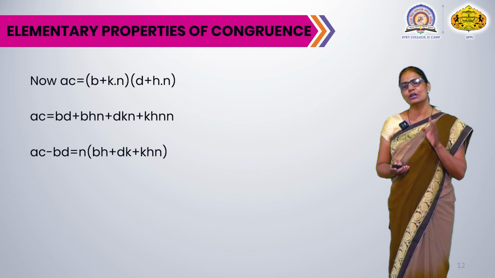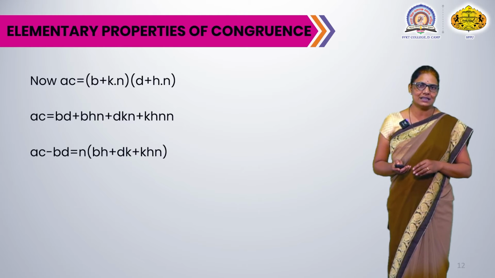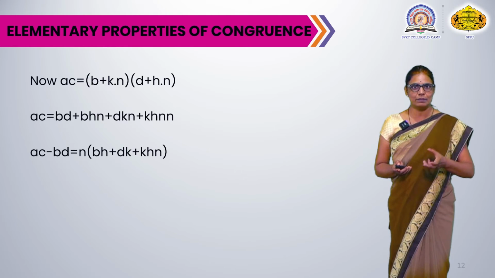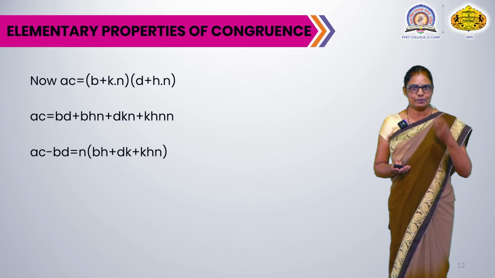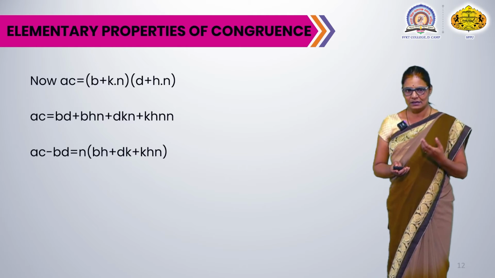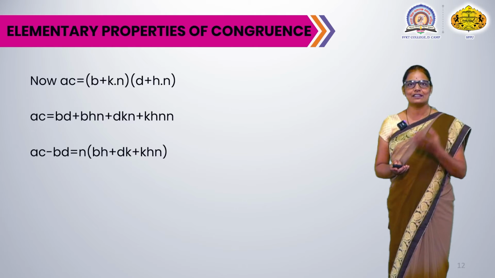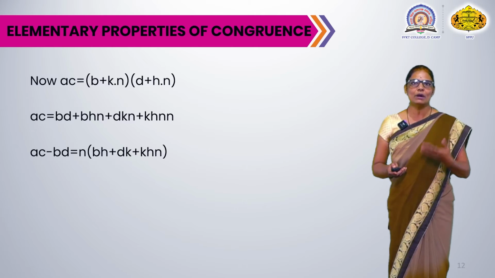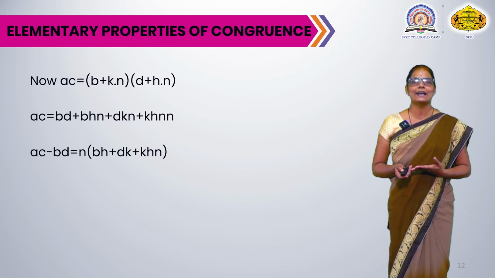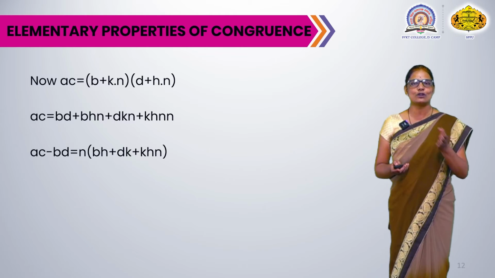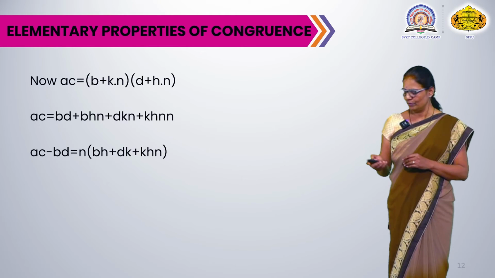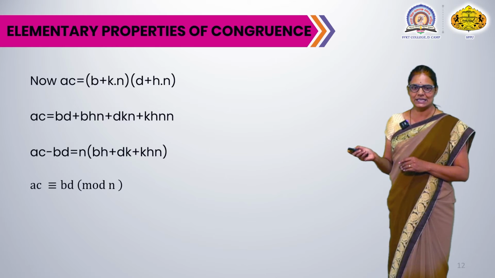B, H, D, N, all these are integers, and as we know, the multiplication, subtraction and addition of integers is again an integer. That's why AC minus BD is an integral multiple of N, and so by the definition of congruence, AC is congruent to BD modulo N. So it proves the result.